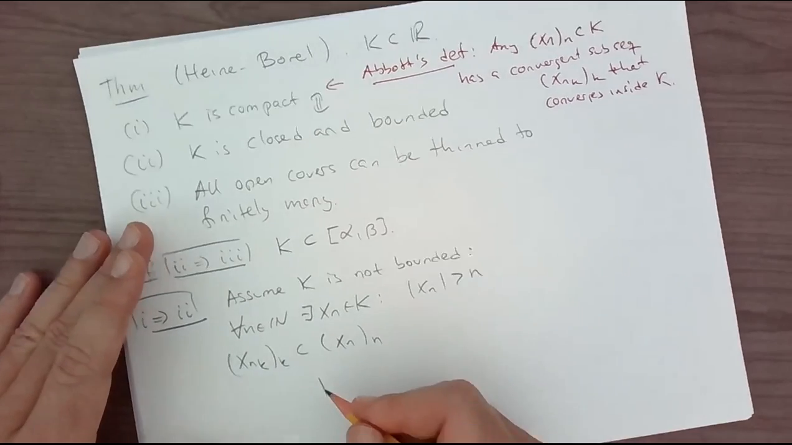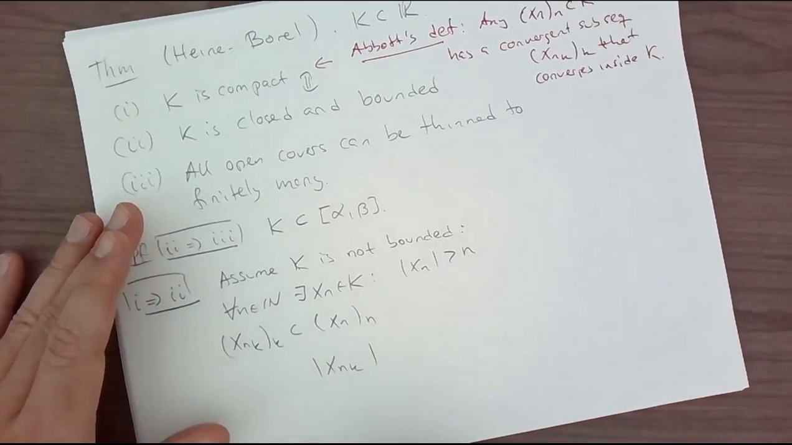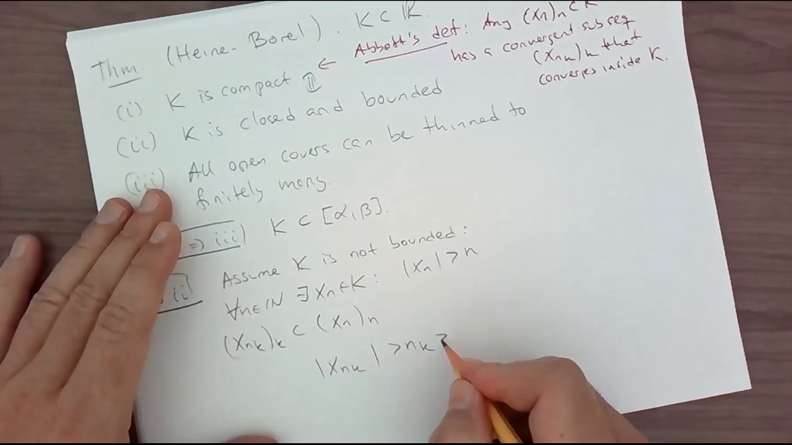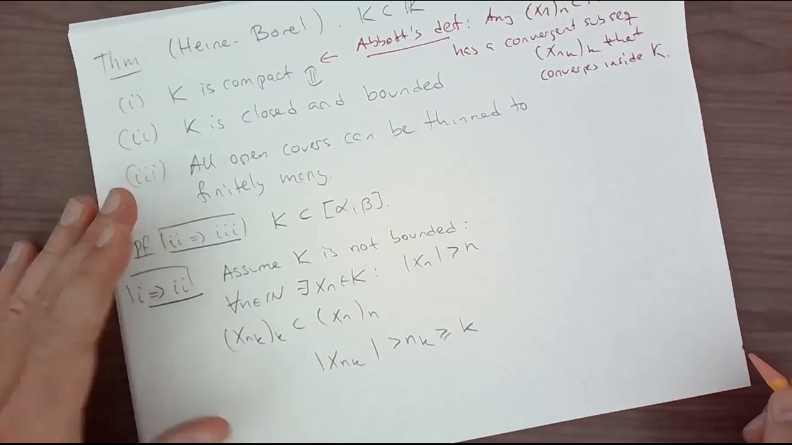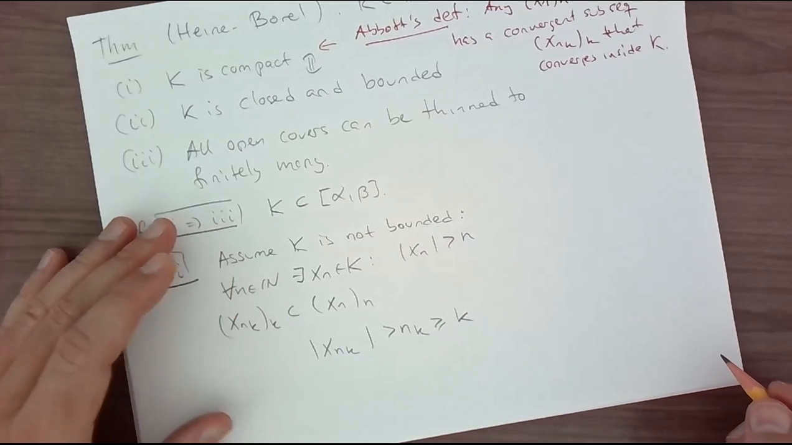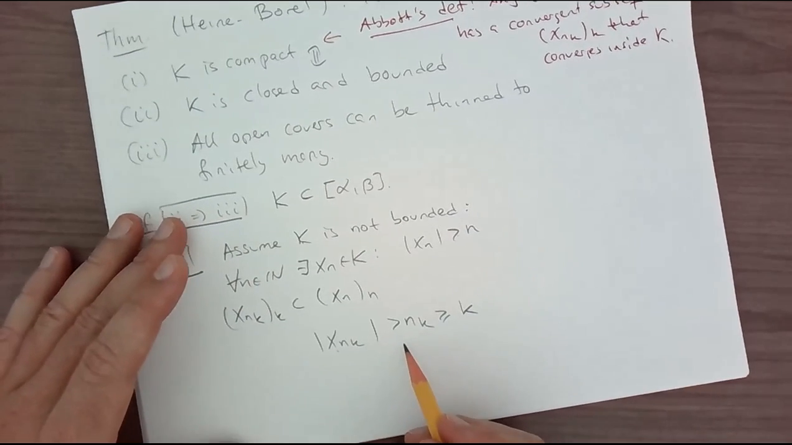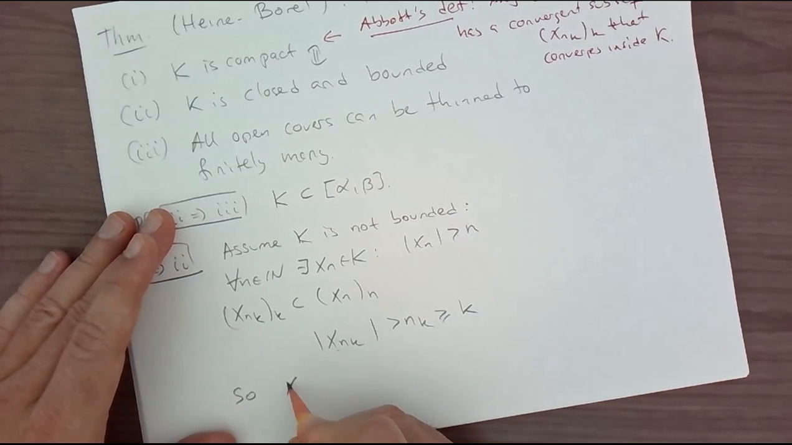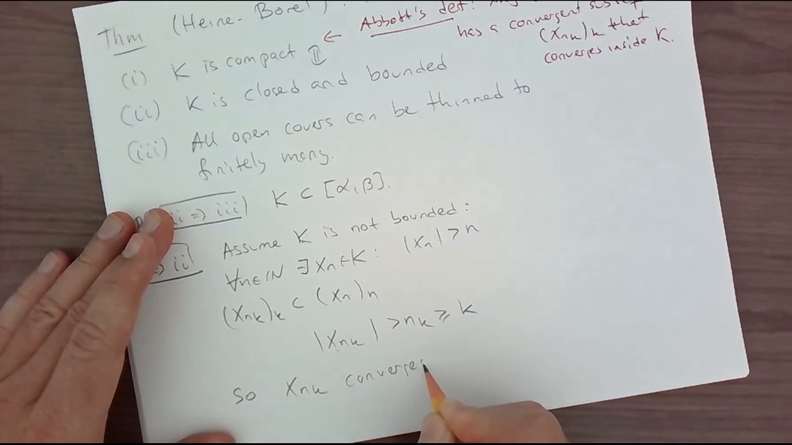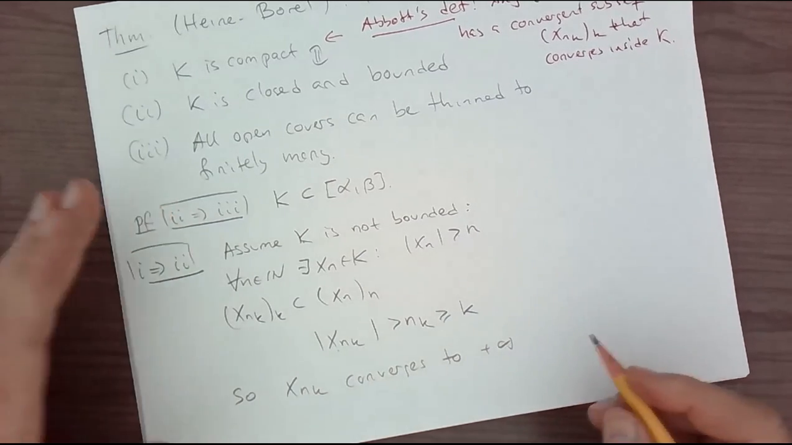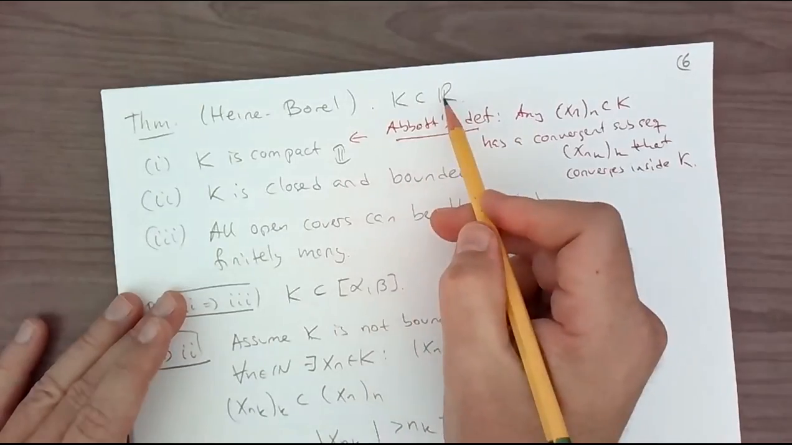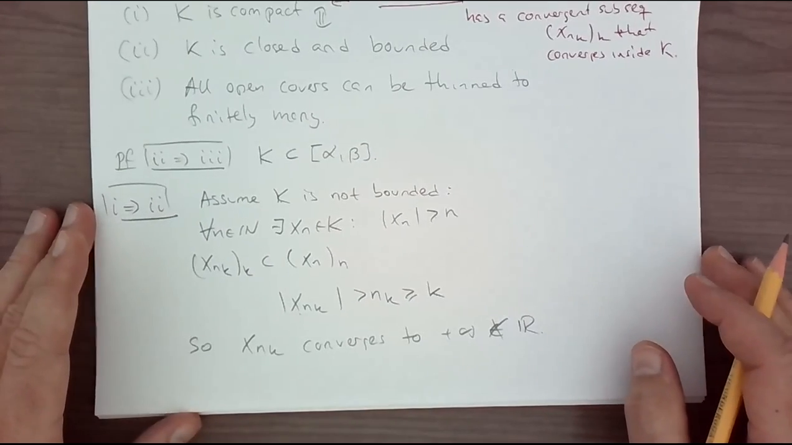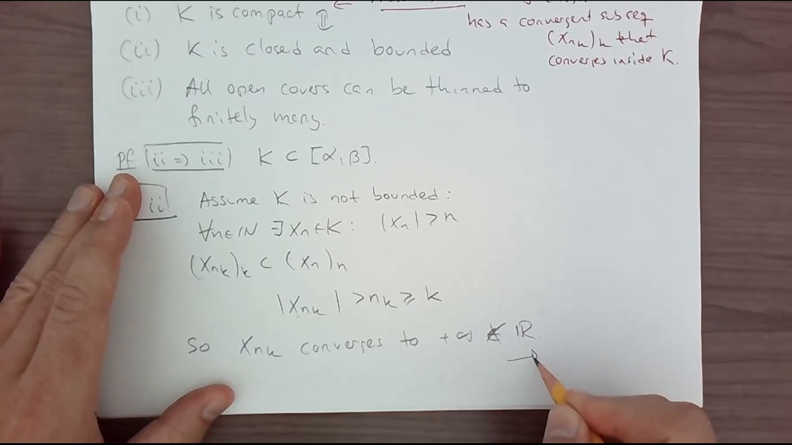Then look at how big is xnk. Well, it's going to be bigger than nk. And then use that it's a subsequence. This is going to be bigger than k. And so that means that xnk converges to plus infinity, and this is not an element of R. K is a set inside R. So this is a contradiction. You got to have boundedness.